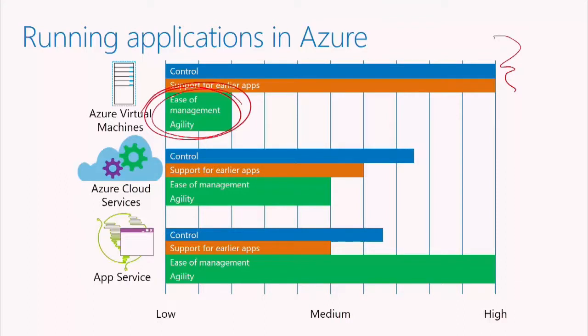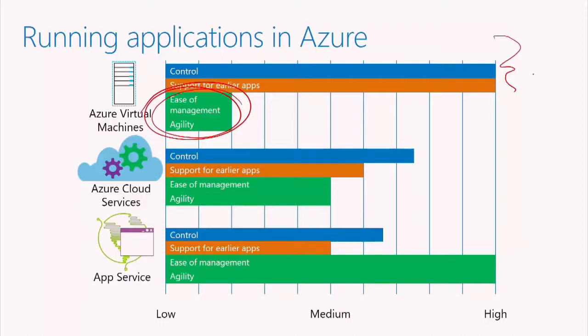So when we think about how easy it is, or the flexibility you get, low ease of management, low agility with virtual machines, because you have to manage the operating system. But if you can run it on an operating system such as Linux or Windows, you can run it in Azure. Cloud services give you a little more flexibility, but not all applications can run in cloud services. If you have an application that runs, for example, within IIS, you may have to make some modifications to run that, for example, in an Azure website.